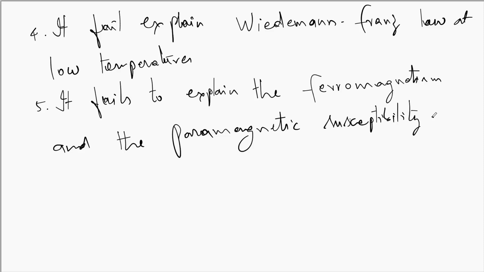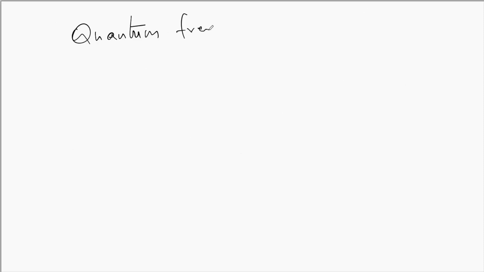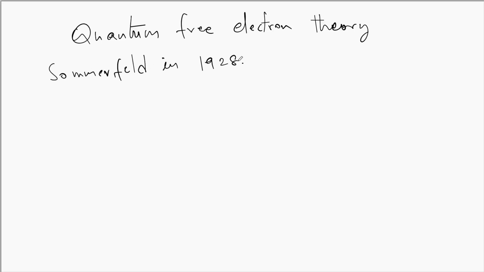Now we shall look at the postulates of the quantum free electron theory. This theory was proposed by Sommerfeld in 1928. In addition to the postulates of classical free electron theory, this theory adds two principles from quantum mechanics, namely the Pauli's exclusion principle and the Fermi-Dirac statistics.